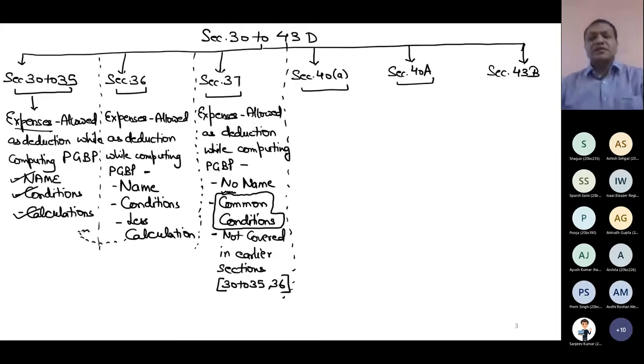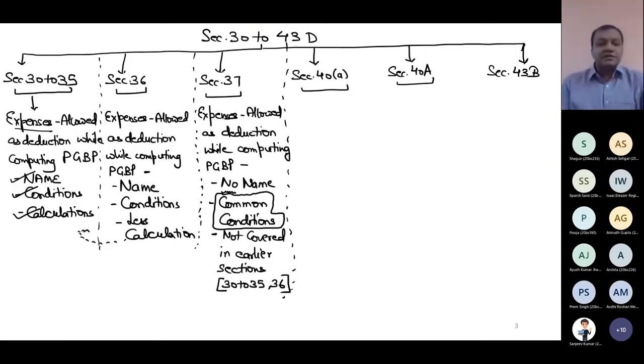So section 37 is a residuary section, you can say, for the expenses. If you have incurred an expenditure which is not allowed as deduction under section 30 to 35 or 36, there is still a chance left. It might be allowed under section 37, but provided you satisfy the conditions. That expenditure must satisfy the conditions given in section 37. If the conditions are satisfied, then that expenditure can also be allowed as deduction.